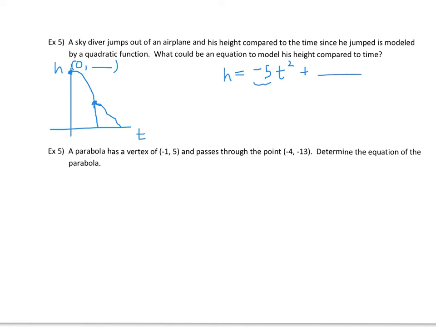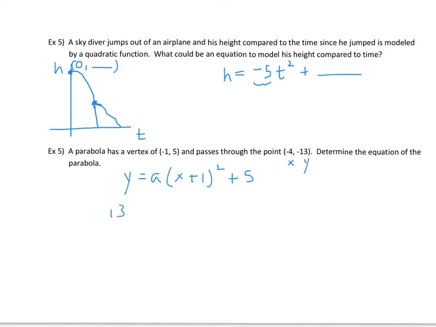whatever height that person is jumping from. Okay, my second example 5, a parabola has a vertex of -1, 5 and passes through this point. Determine the equation of the parabola. So we did these questions yesterday. We know that y is equal to a, and then we have x minus the x-coordinate of the vertex. So x take away -1 will be +1 all squared, and then +5 for the y-coordinate of the vertex, and it passes through the point -4 and -13. That's your x and your y.